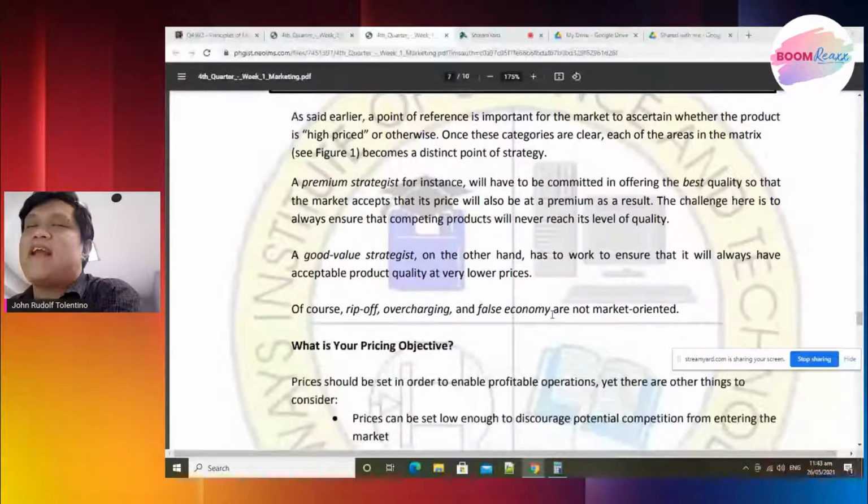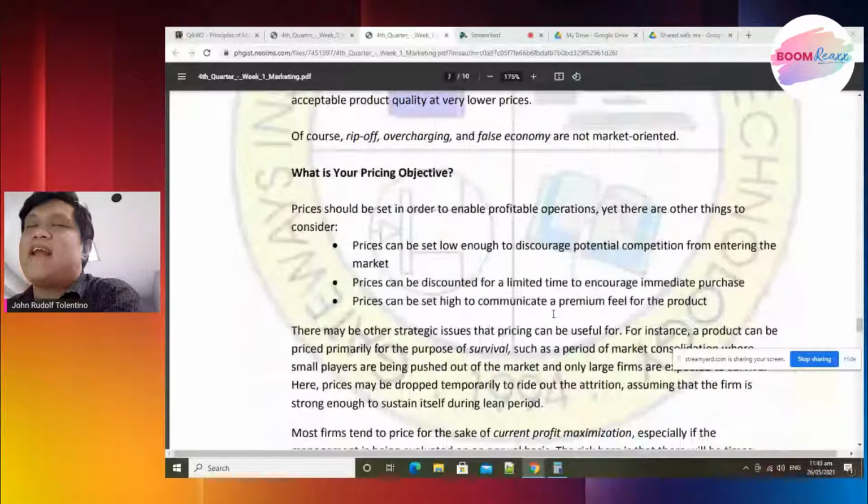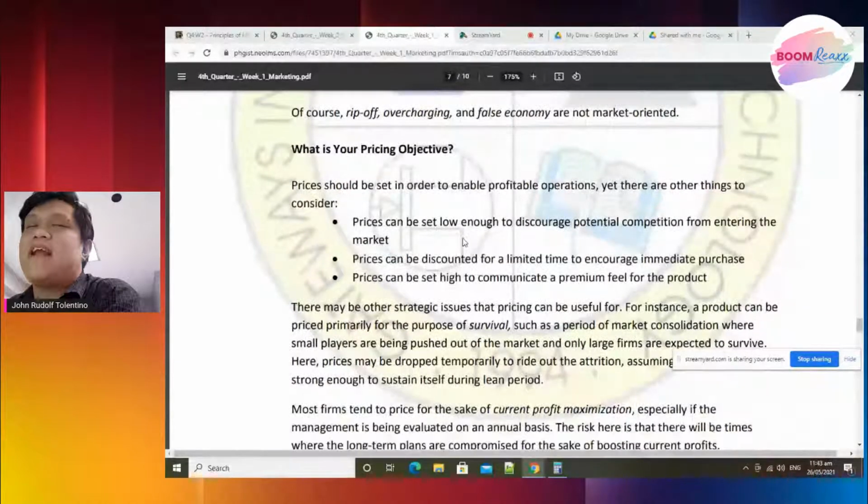Okay, what is the price objective? What is your pricing objective? The price can be set low enough to discourage potential competition from entering the market. Prices can be discounted for a limited time to encourage immediate purchase, and prices can be set high to communicate the premium feel of the product. So yun yung objective ng pricing natin.